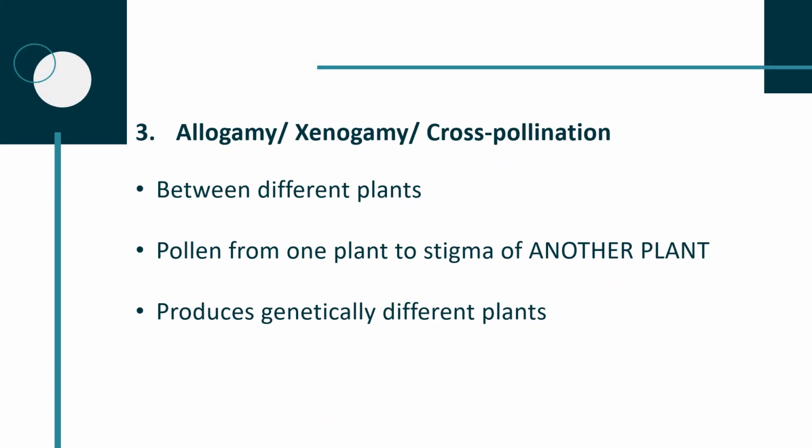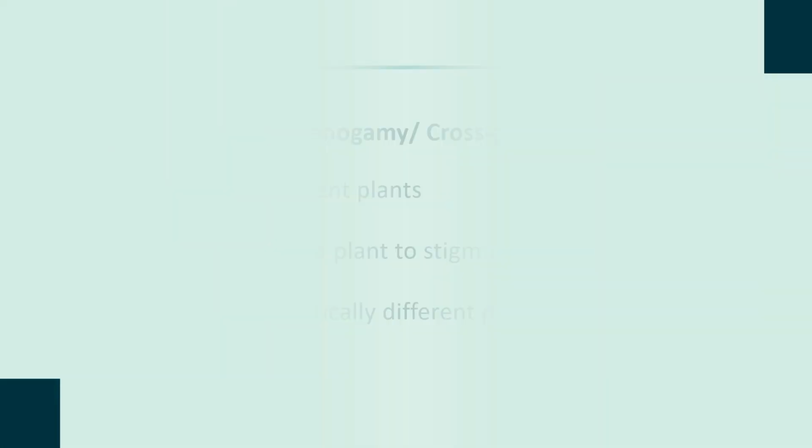The last category is allogamy, which is also known as cross-pollination or xenogamy. This takes place between two different plants. So pollen grains from an anther of one flower of one plant will be getting transferred to the stigma of another flower of another plant. So it altogether produces genetically different offsprings.